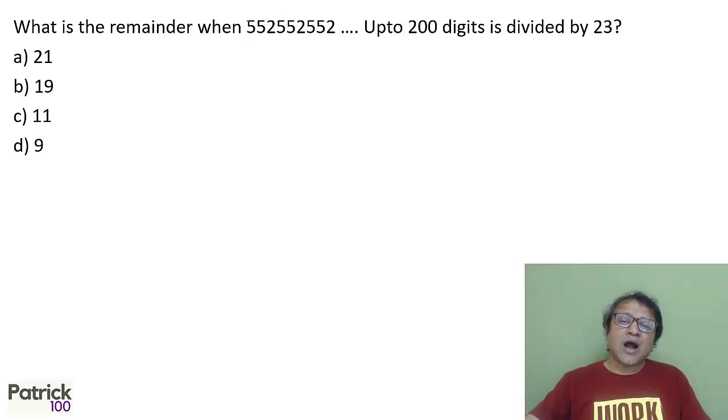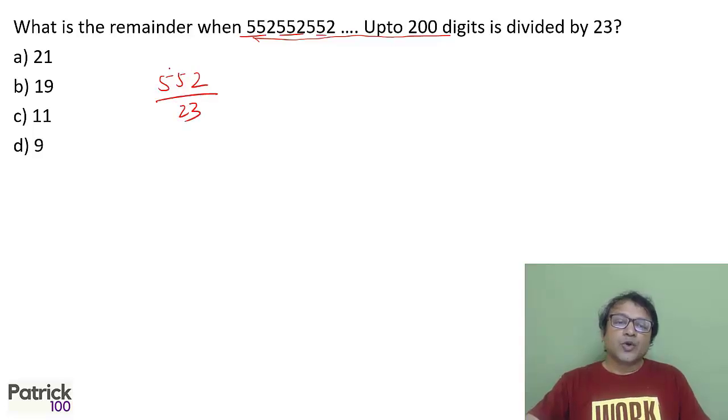Remainder. When you have a very large number, there will always be a pattern. So try to find a pattern. I see 552 recurring. Let's say 552 divided by 23. 23 twos are 46, 9 carry over, 92, right? So this divides properly. When you divide 552 by 23, it divides exactly.